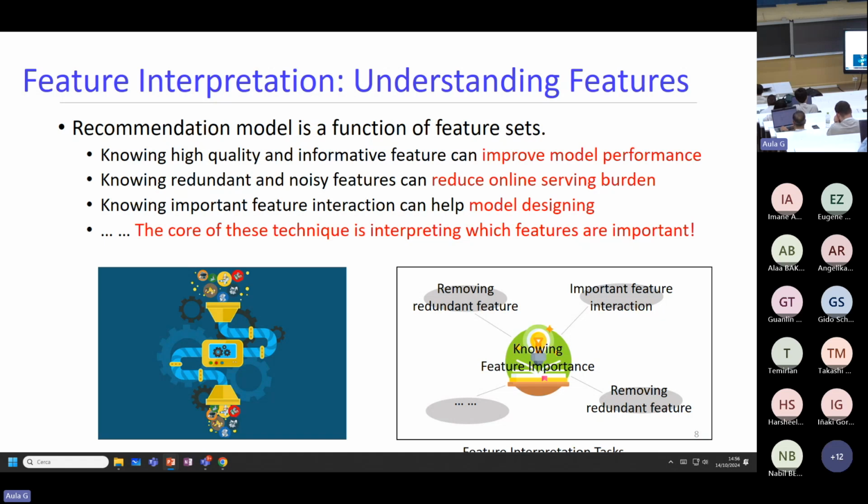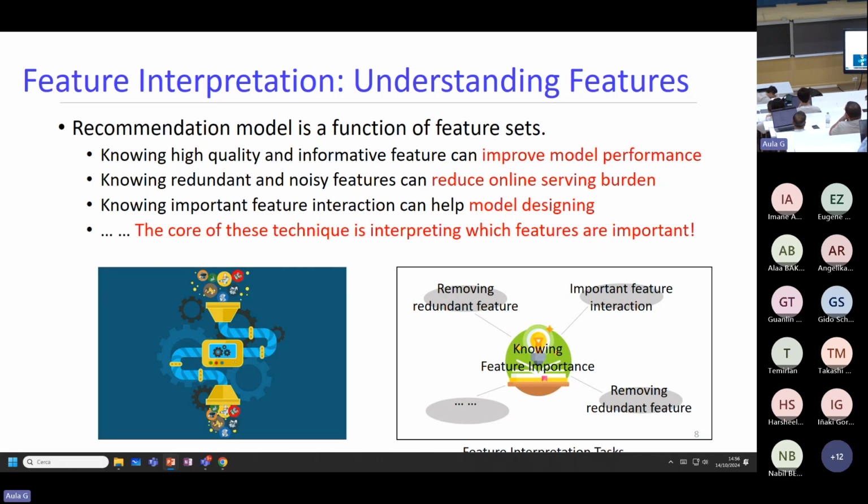Additionally, understanding important features is vital for efficient model design. By knowing how different features interact with each other, we can create more sophisticated models and capture complex user preferences. At the core of these techniques lies the goal of interpreting which features are truly important. This interpretation not only improves model accuracy, but also provides valuable insights into user behavior and preferences.